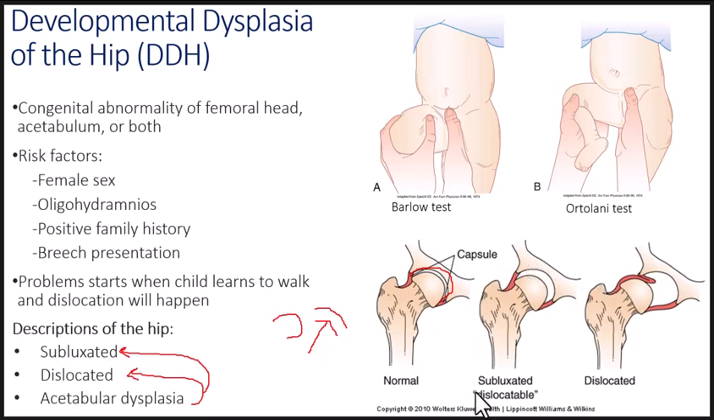So that was really describing a dislocatable hip, but you can have circumstances where the contact between the femoral head and the acetabulum is so poor that it just cannot stay in place. And so the hip is already dislocated. And so the examiner can try to relocate the hip with Ortolani's test.